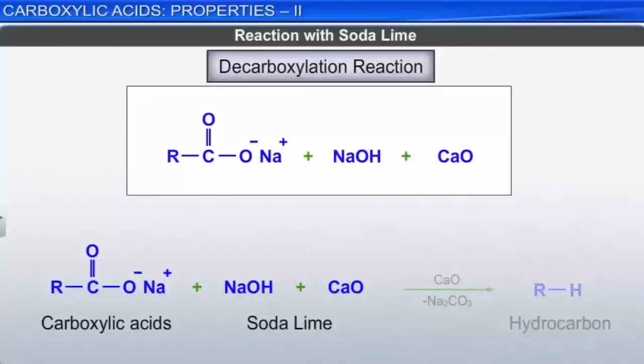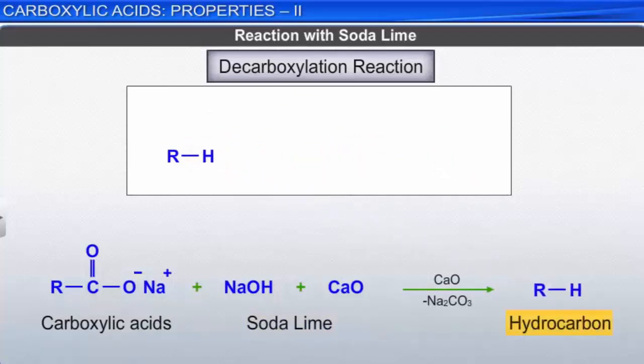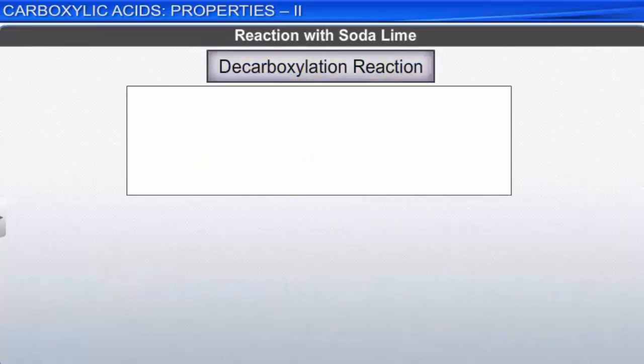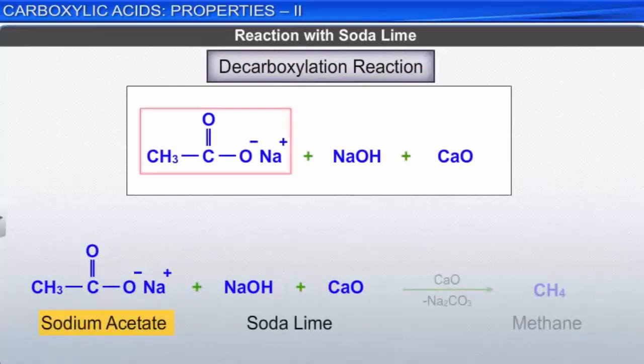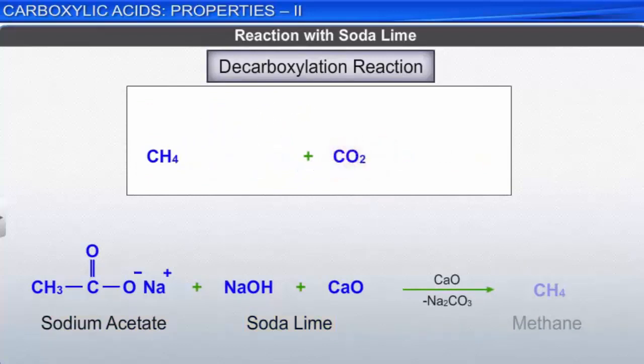The second one is the decarboxylation reaction. Sodium salts of carboxylic acids, when heated with soda lime, lose carbon dioxide to form hydrocarbons. This reaction is known as decarboxylation. For example, sodium acetate, when heated with soda lime, gives methane.